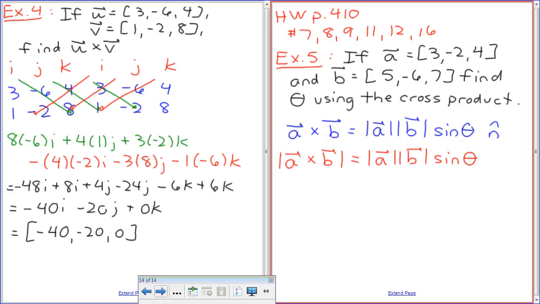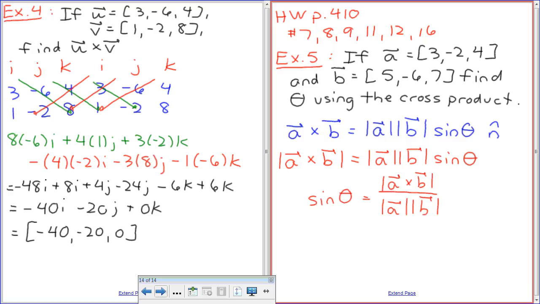Why did I need to do that? Why do I have to change A cross B into magnitude of A cross B? What does A cross B give you? It gives you a vector, and n hat is the vector. So if we take the magnitude of A cross B, that's the same as getting rid of n hat. If I isolate for sine theta, sine of theta equals the magnitude of A cross B over magnitude A, magnitude B.